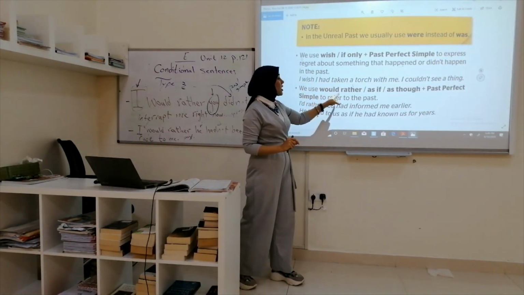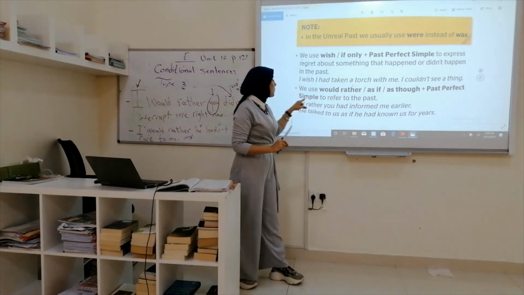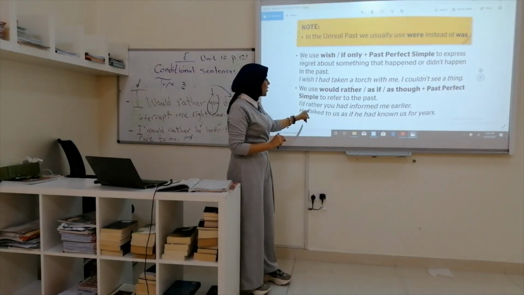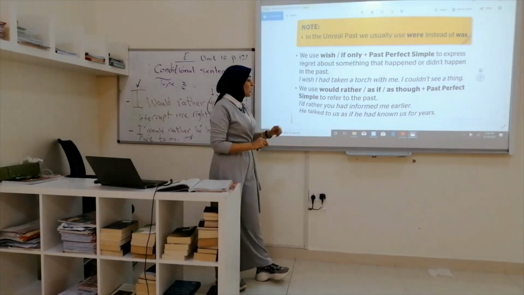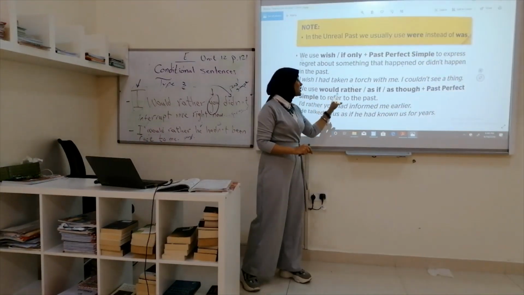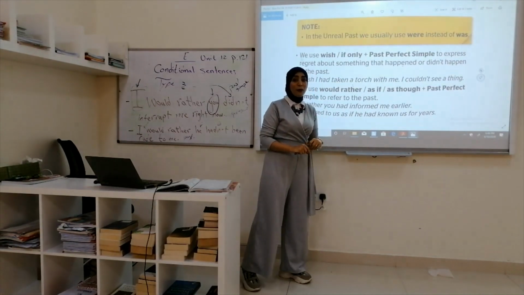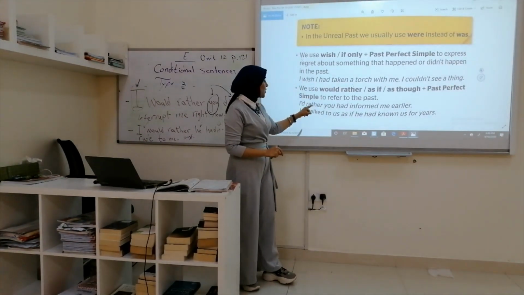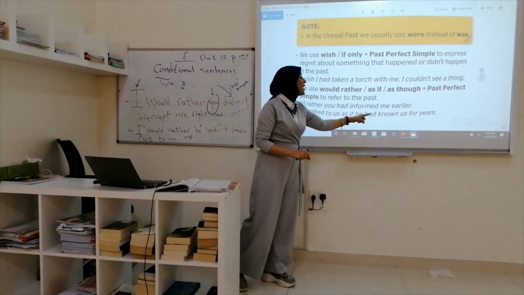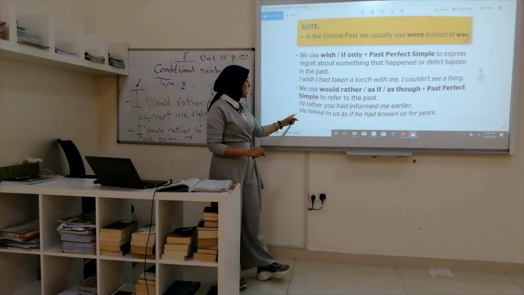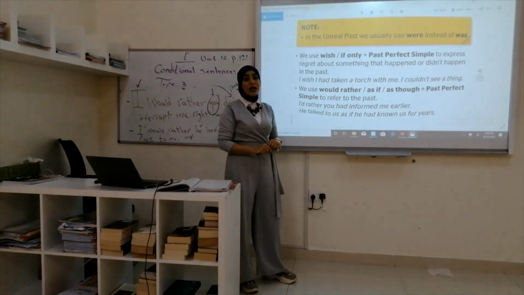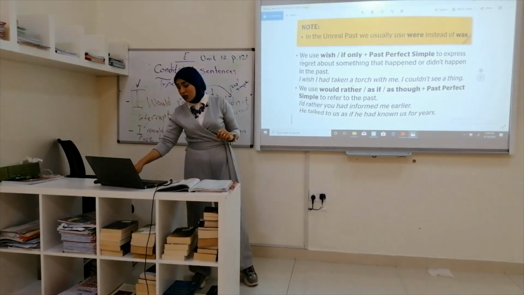We use "would rather," "as if" or "as though" plus the past perfect simple to refer to the past. Just like, I'd rather you had informed me earlier. See, "would rather" has two subjects. The first subject is different than the second one, and it's followed by past perfect because it refers to the past as a kind of regret. He talked to us as if he had known us for years. So it refers to the past.